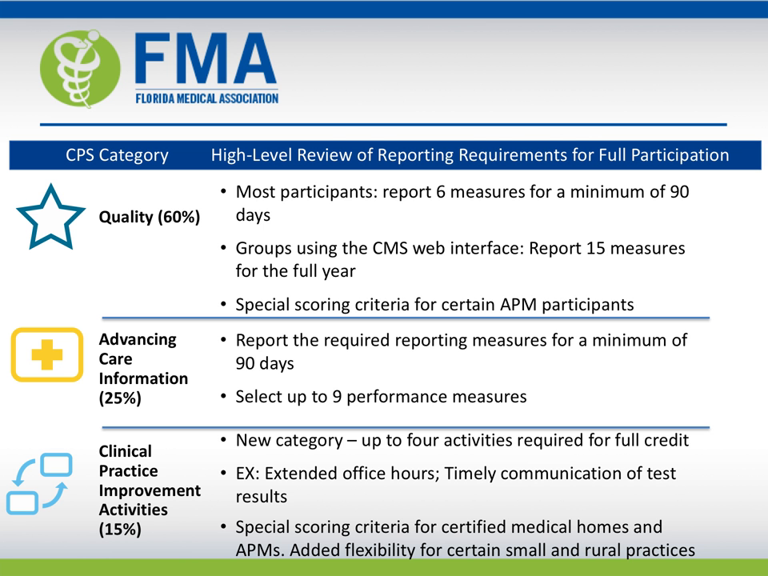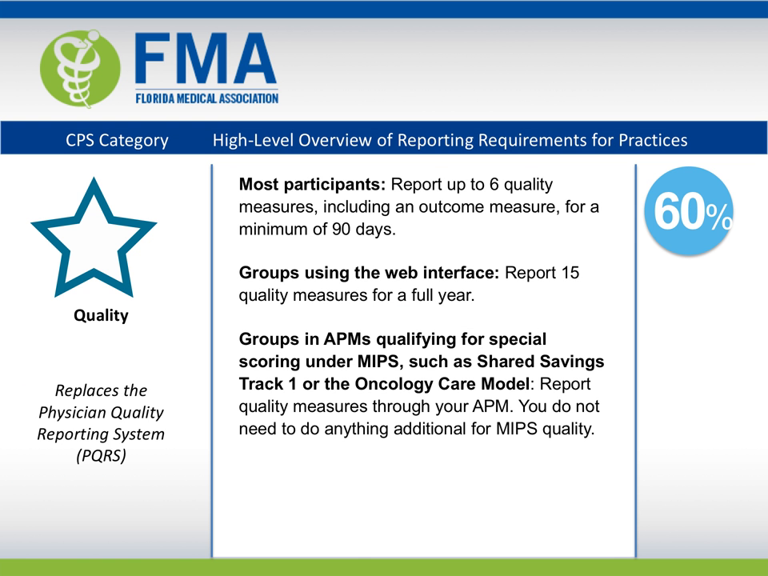In the advancing care information category, you would need to report on the required reporting measures for a minimum of 90 days and select up to 9 performance measures. Under the new clinical practice improvement activity category, depending upon your practice size, you would need to perform up to 4 clinical practice improvement activities, or CPIAs, for full credit. Examples of clinical practice improvement activities are extended office hours and timely communication of test results for patients. And again, special scoring criteria is available for certified medical homes and advanced alternative payment models. And there is also a little bit of added flexibility for small practices and rural practices.